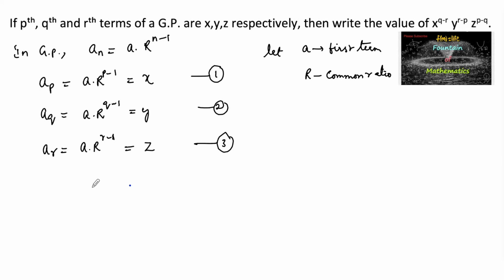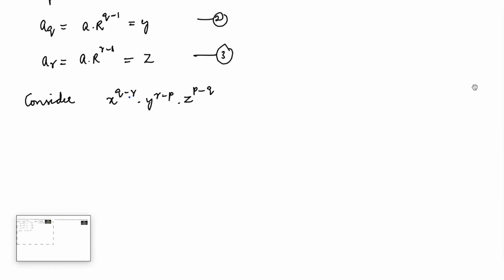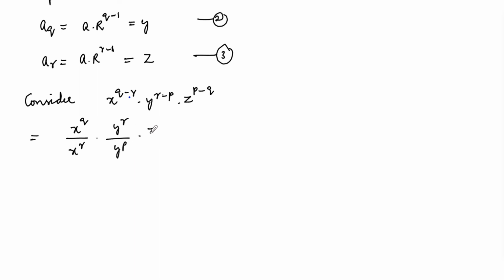Then we need to find x to the power q minus r into y to the power r minus p into z to the power p minus q. So let us consider x to the power q minus r into y to the power r minus p into z to the power p minus q, which is equal to x to the power q upon x to the power r into y to the power r divided by y to the power p into z to the power p divided by z to the power q.